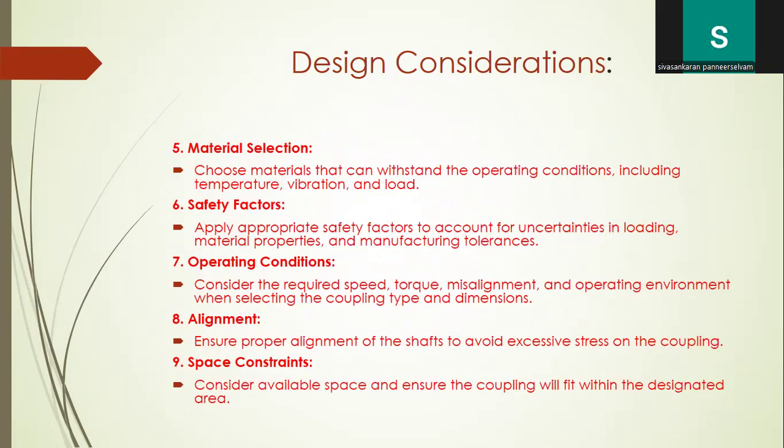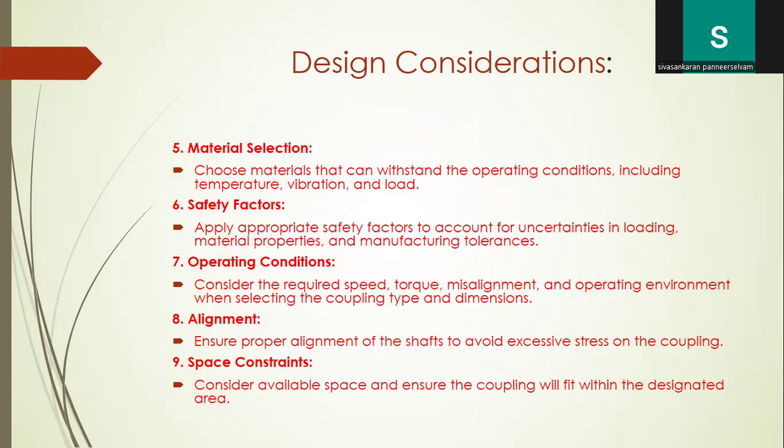Then the next one is material selection. Choose the appropriate material that can withstand the operating conditions like temperature, vibration, and load. Then safety factors. Apply appropriate safety factors in order to overcome uncertainties in loading, material properties, and manufacturing tolerances. And operating conditions. Consider the required speed, torque, misalignment, and operating environment when selecting the coupling type and dimensions.